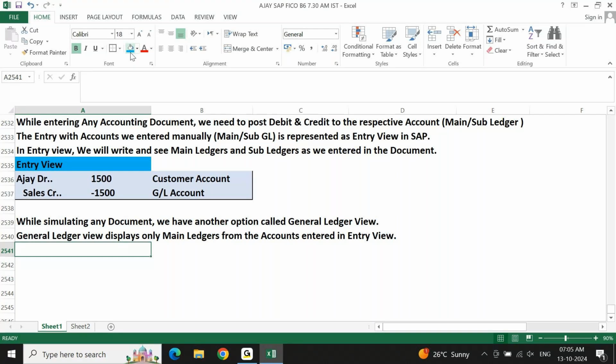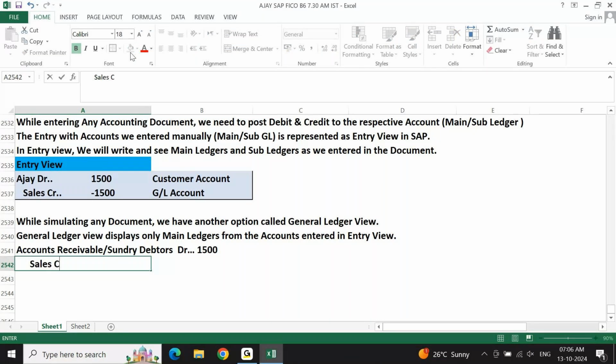In your TB, do you write customer account or you write any other account? Accounts receivable, or sundry creditor, sundry debtor, am I correct? Sundry debtor, debit 1500. Sales is a GL account, there is no change. GL will remain GL only. Sales credit 1500.